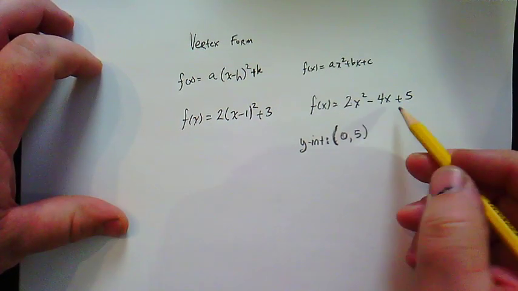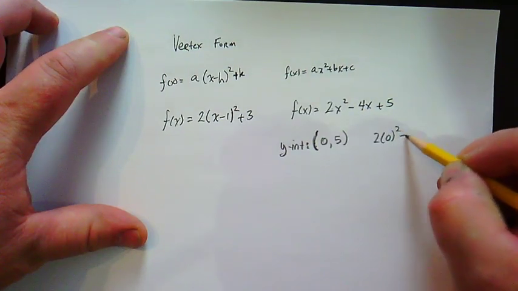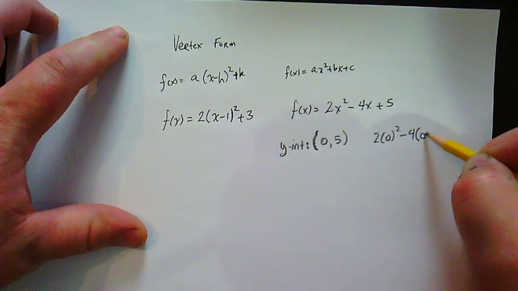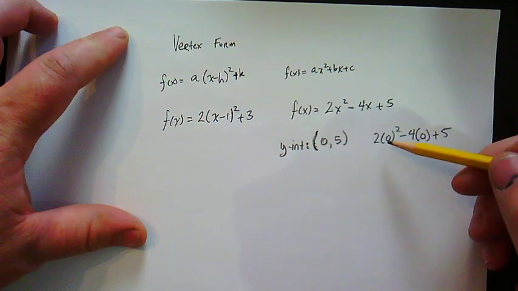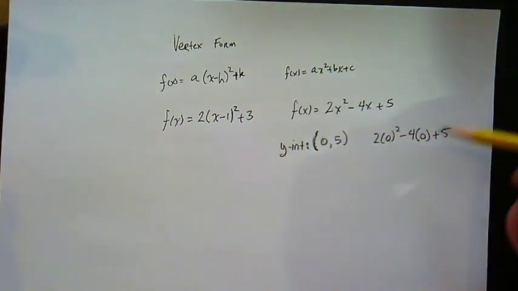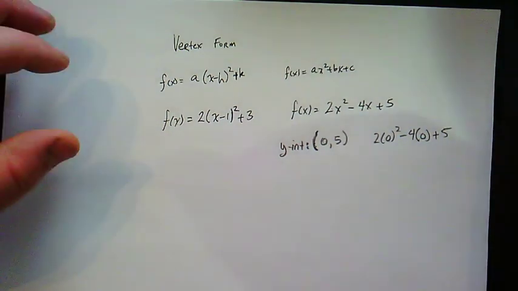Well, this one, you actually don't even need to do the math. I mean, if you wanted to do the math to find the y-intercept, you could do that, and you just do all the math: 0 squared is 0, times 2 is 0, minus 4 times 0, which is 0, plus 5. You could just figure it out. You don't have to really write it out.